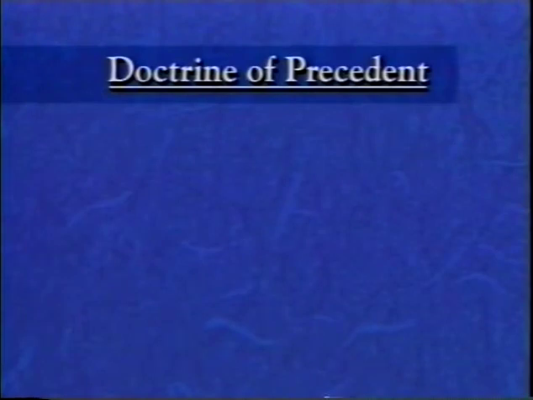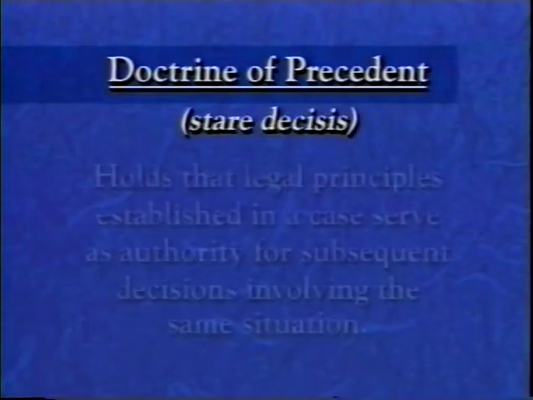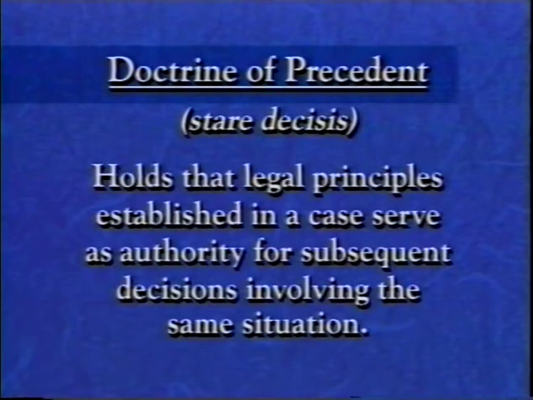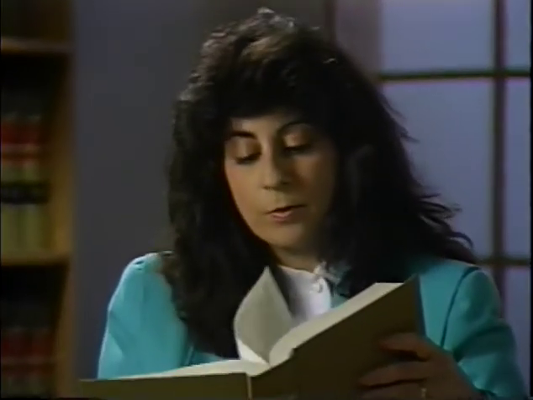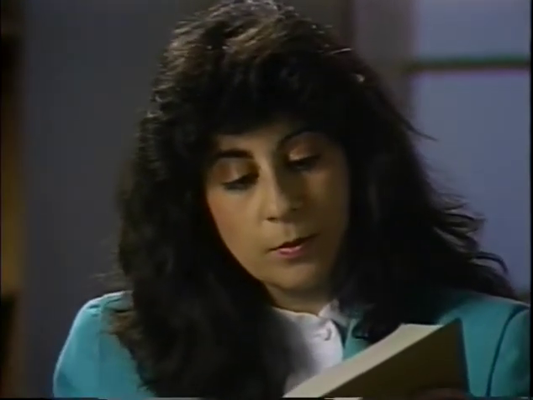This doctrine, also known as stare decisis, holds that legal principles established in a case serve as authority for subsequent decisions involving the same situation. It's based on the belief that legal judgments should be consistent, that people in similar situations should be dealt with in similar ways. In order to best serve their clients, lawyers need to read and analyze the decisions of the appeals courts to determine which legal principles apply to their clients' problems.